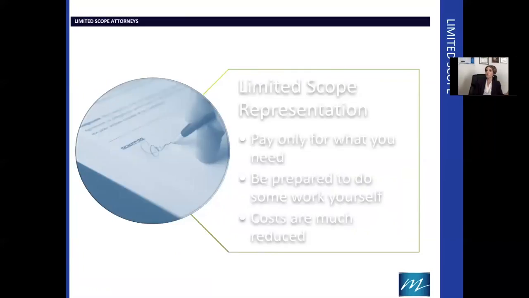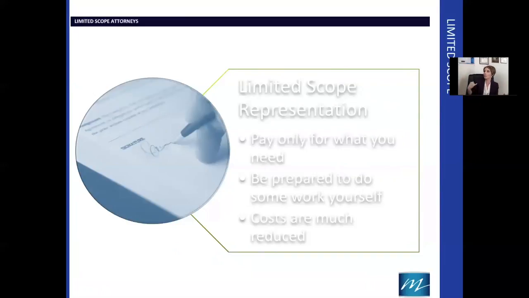Be prepared to do some of the work yourself. If you think that your attorney is just going to answer all your questions and be available for you night and day and do whatever needs to be done in your case, you don't have a limited scope representation agreement. So really think about that if this is the choice that you've made, or this is the option that the attorney has presented to you.